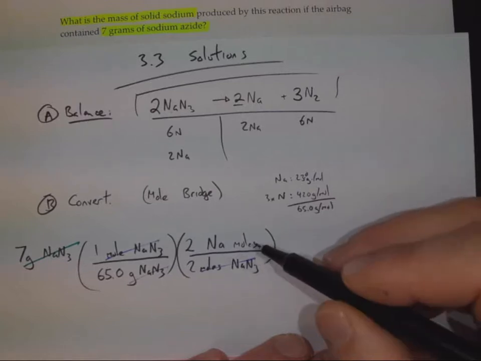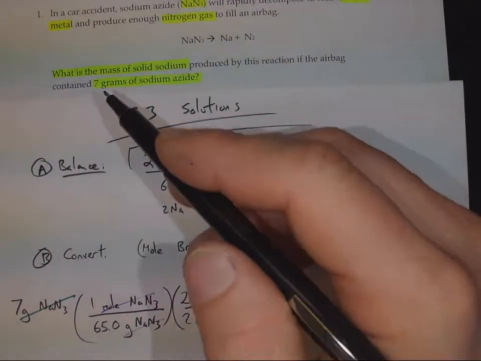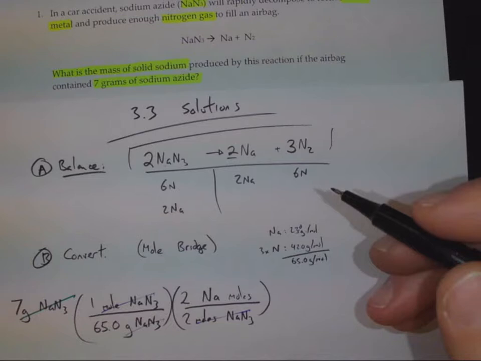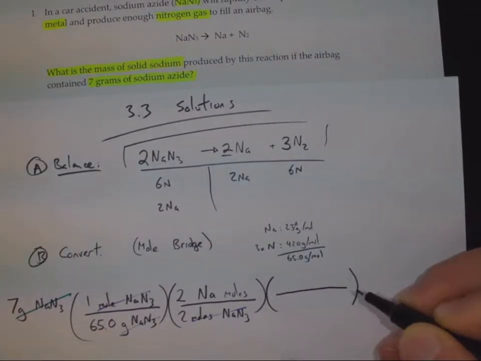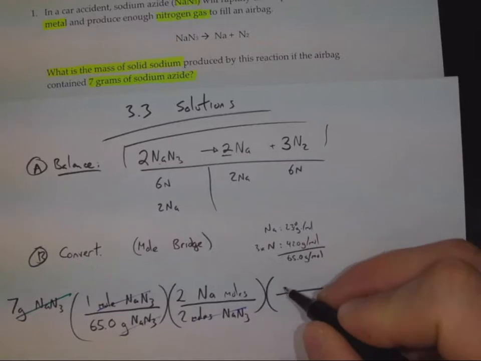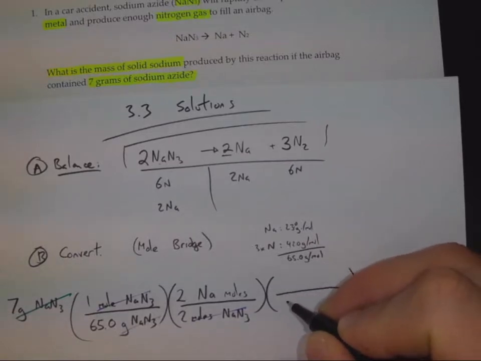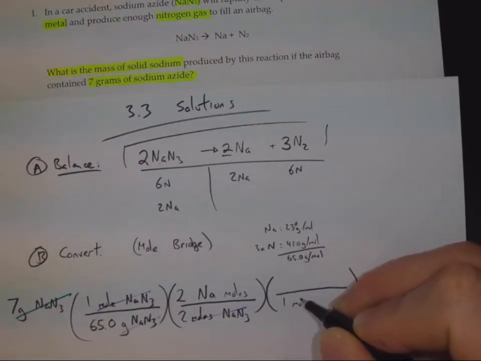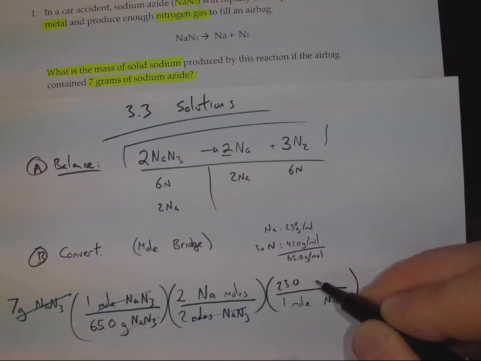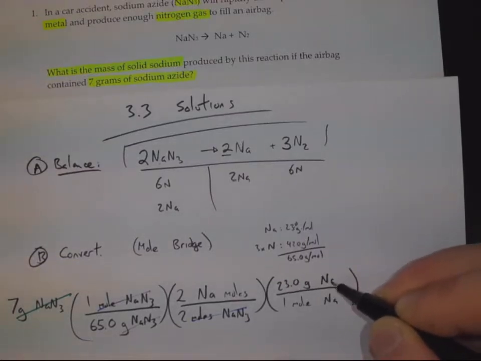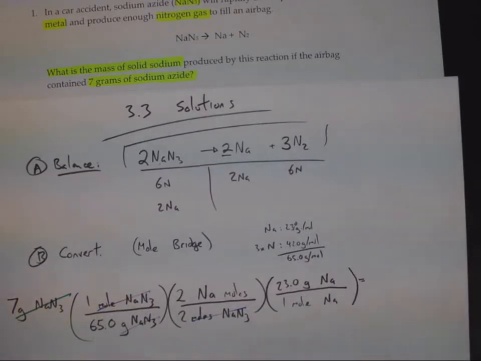Now, lastly, we're asked, what is the mass of solid sodium? So we actually want to convert that into a mass. So we're going to finally take that molar mass of sodium and say, okay, 1 mole of sodium is going to give us 23.0 grams of sodium. And then our moles of sodium cancel out.